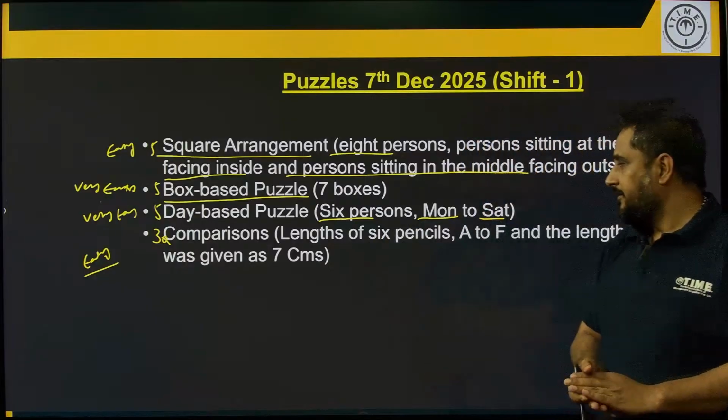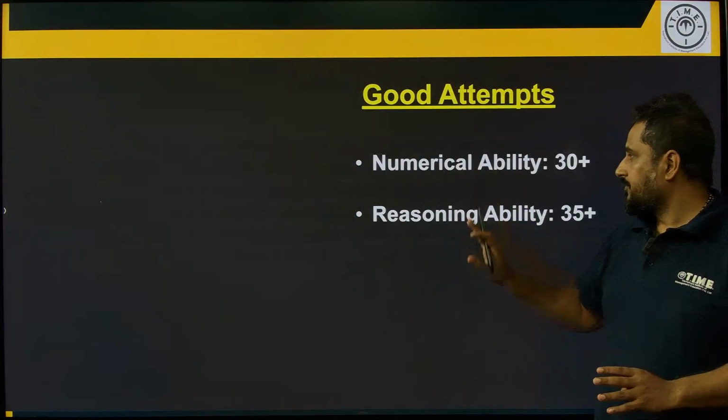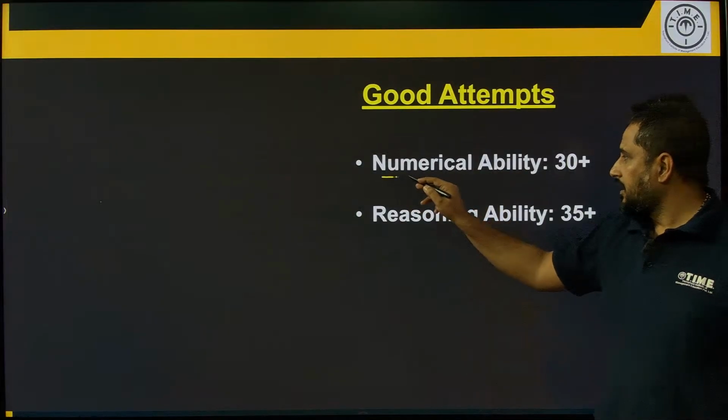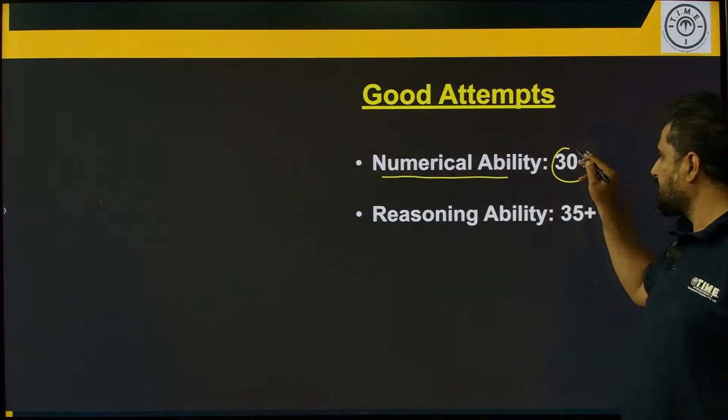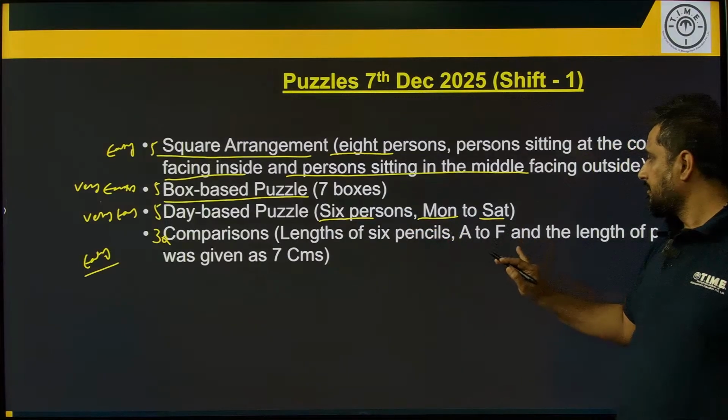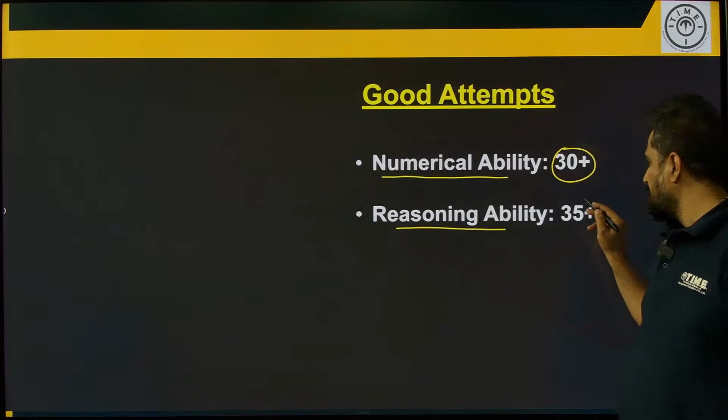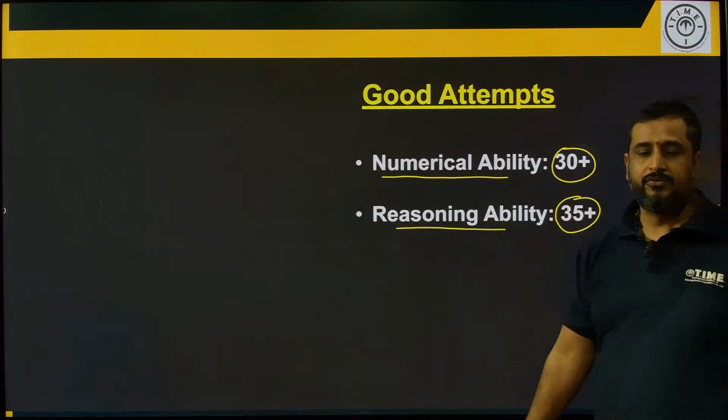Okay, and good scores. For numerical ability in 20 minutes, 30 plus is a good score. For reasoning ability, in 25 minutes time, 35 plus is a good score.